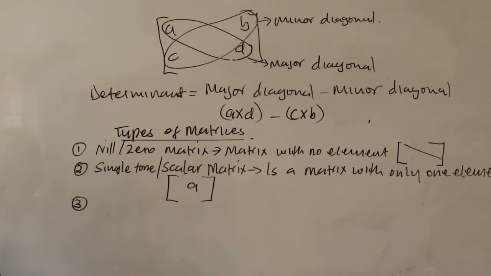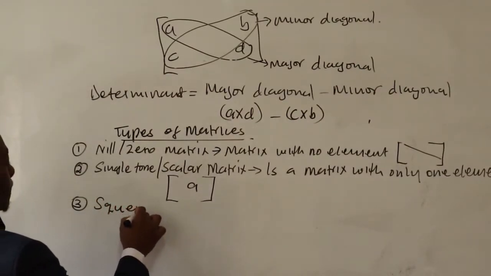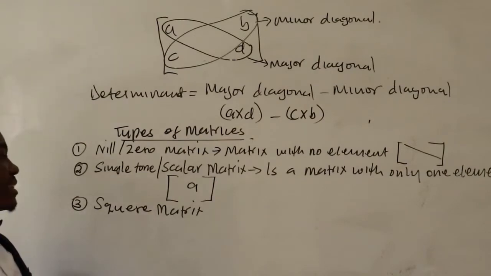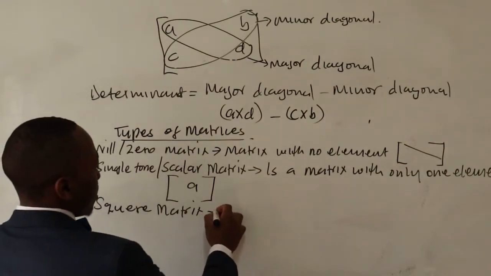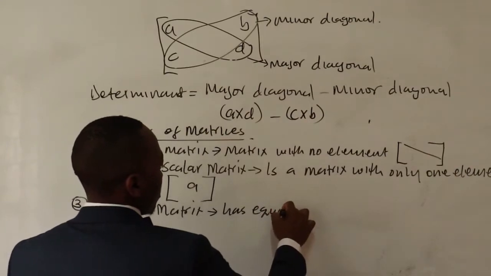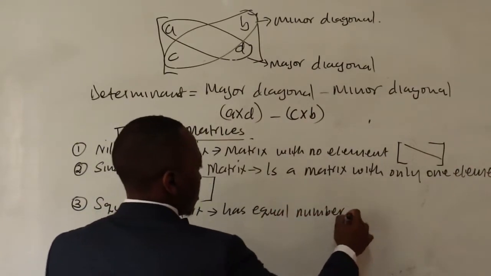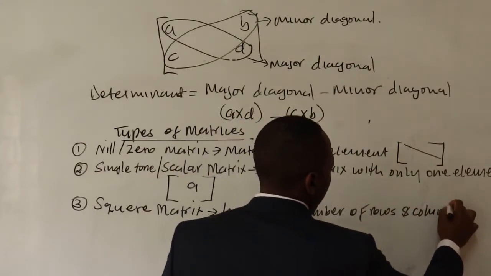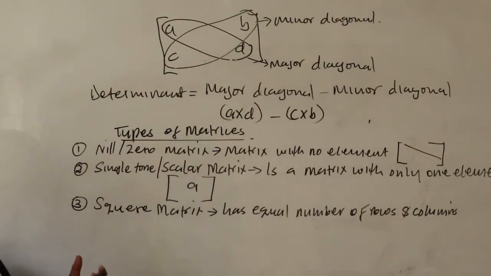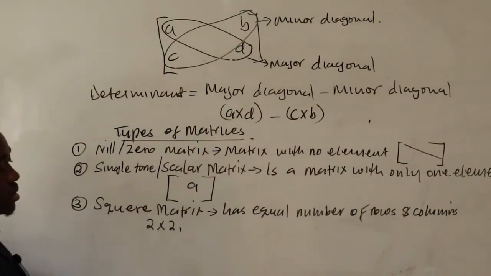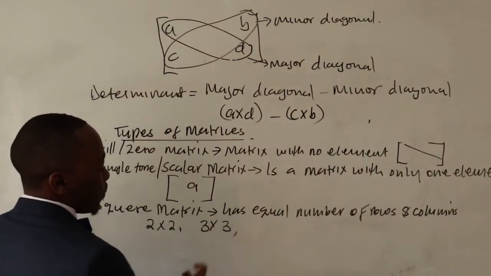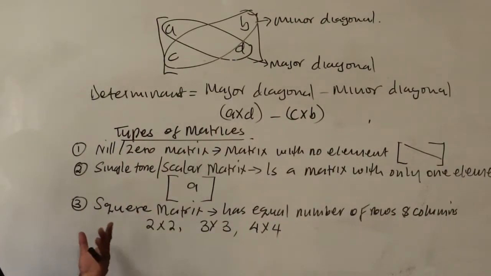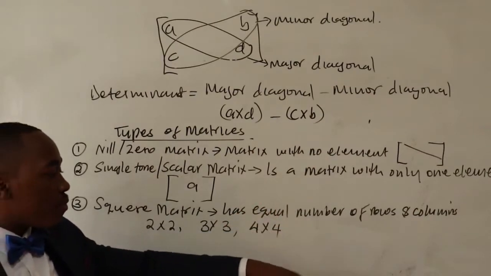Number 3, we have what we call a square matrix. And what's a square matrix? A square matrix is a matrix with an equal number of rows and columns. For example, we may have a 2 by 2 matrix, a 3 by 3 matrix, a 4 by 4 matrix, etc. So in this case, a square matrix is a matrix with an equal number of rows and columns.